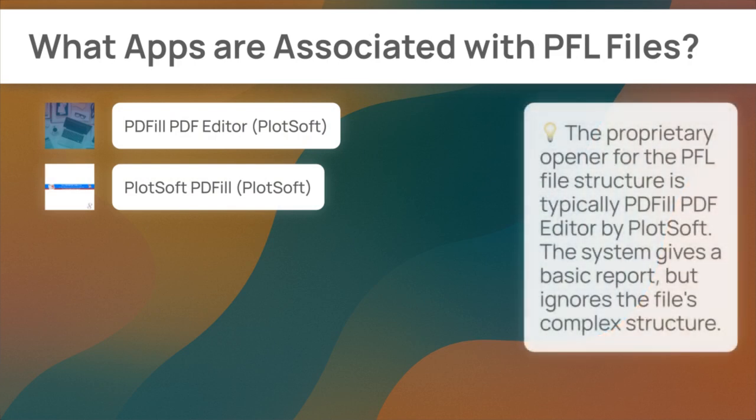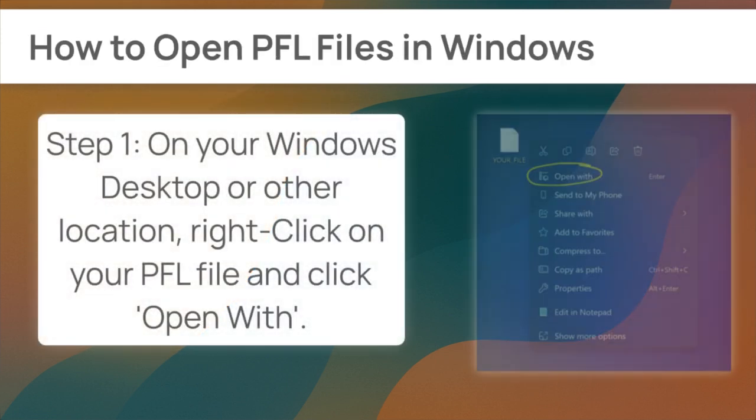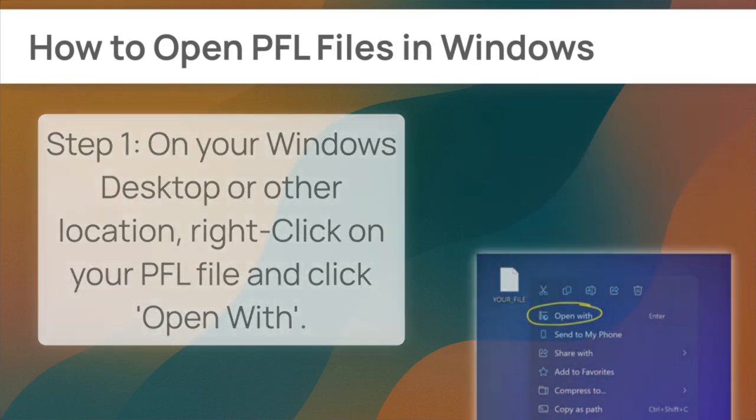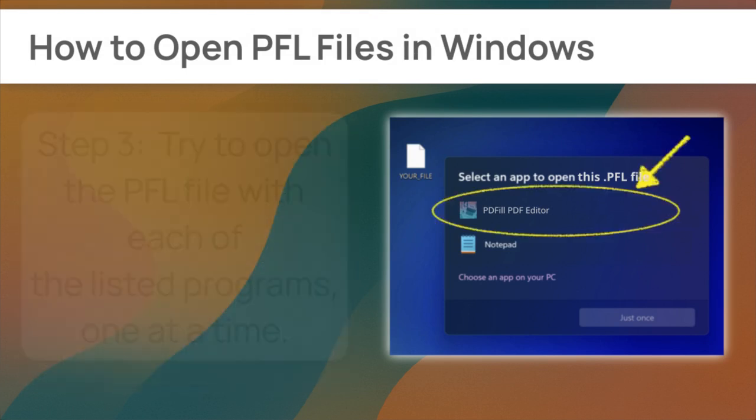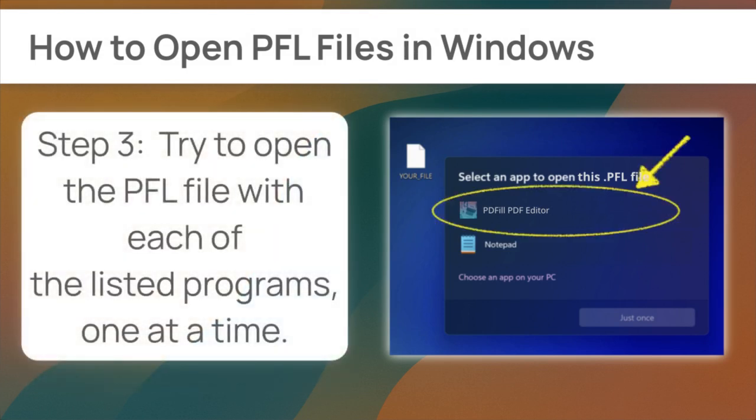Native Windows tools are insufficient for viewing all the file's raw data. Windows gives a simple file-level view, but understanding the data requires specialized software. Let's check which applications associate the file. Right-click your PFL file and click Open with. Test with PDFill PDF Editor if available. If not, just choose another program from the installed list and see if it works.